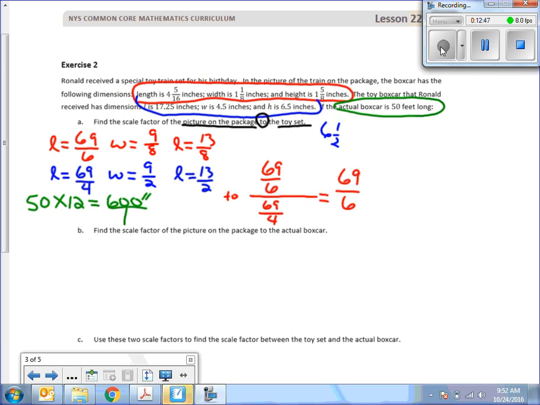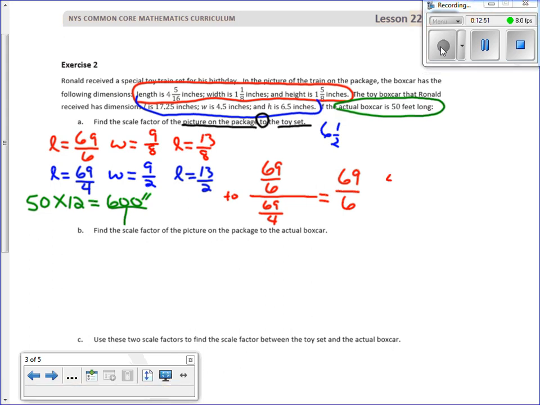We cannot divide a fraction by a fraction in math. We have a rule that we take the second fraction and flip it and turn the division into multiplication. When we do that, the 69's cancel. The 69 divided by 69 is 1, and 4 over 6 reduces to 2/3.